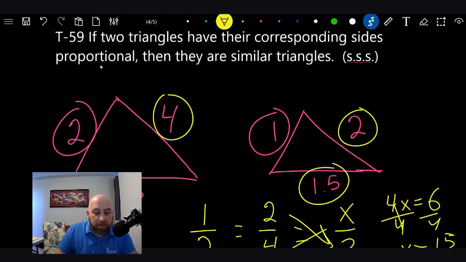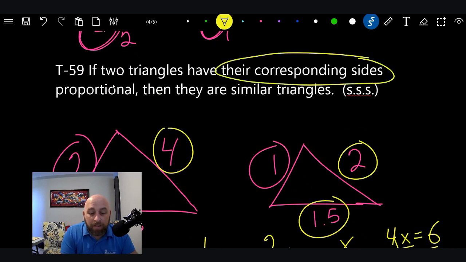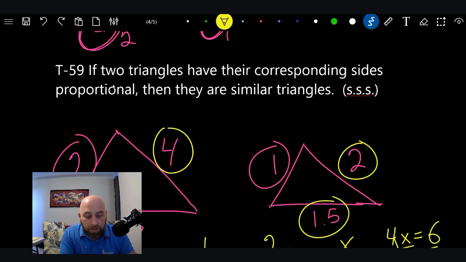But let's look at the actual theorem, what it says. If two triangles have all three corresponding sides proportional, then they are similar triangles. There you go. That is similarity in triangles and in polygons. This works in any polygon, not just in triangles. So if all the angles are the same and all the sides are proportional to each other, then you have similar polygons.